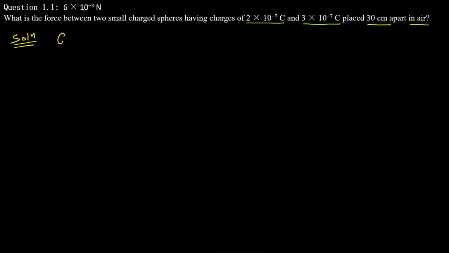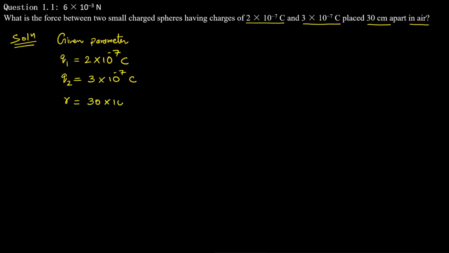See, whatever you write now, write it systematically, just like you are giving the board exam. From the beginning only, you will write in the same manner. So the given charges, first of all, 2 into 10 raised to minus 7 and 3 into 10 raised to minus 7 coulomb. The distance between them is 30 centimeters. So in meter it will be 30 into 10 raised to minus 2, and the value of K we know, 9 into 10 raised to 9 Newton meter square per coulomb square.